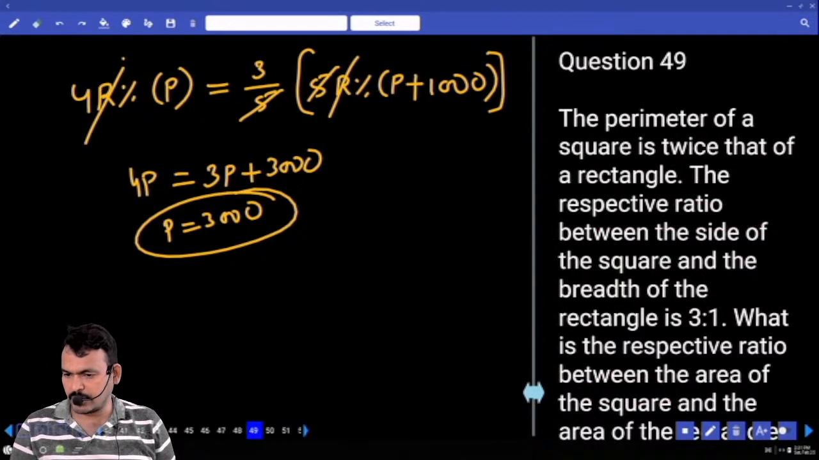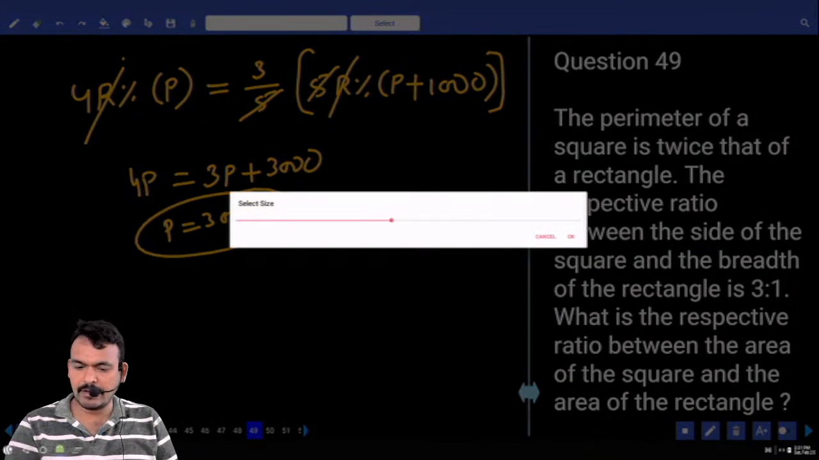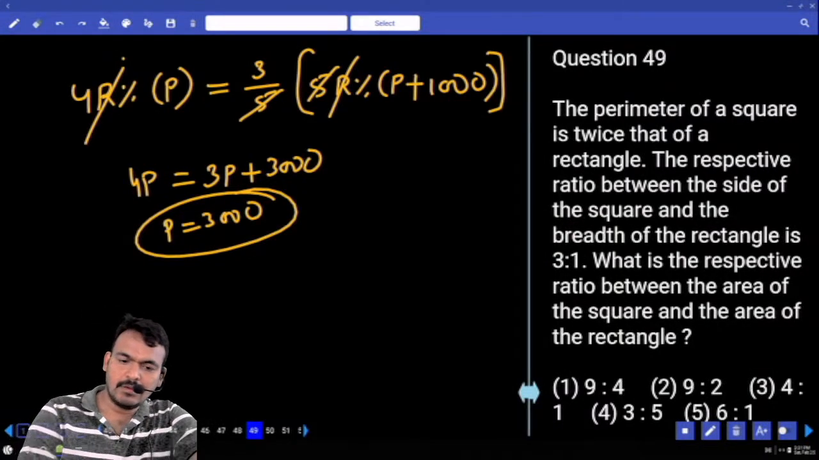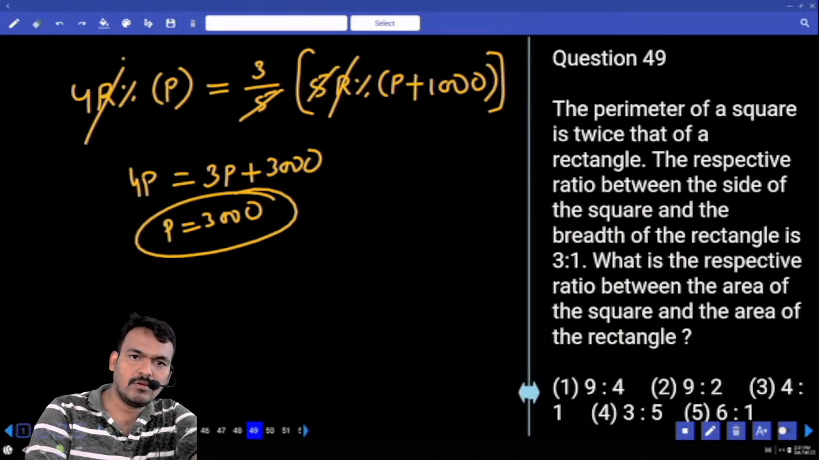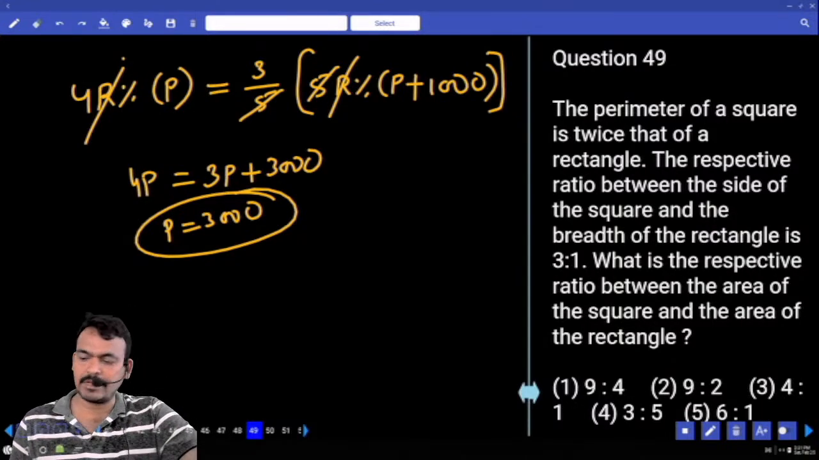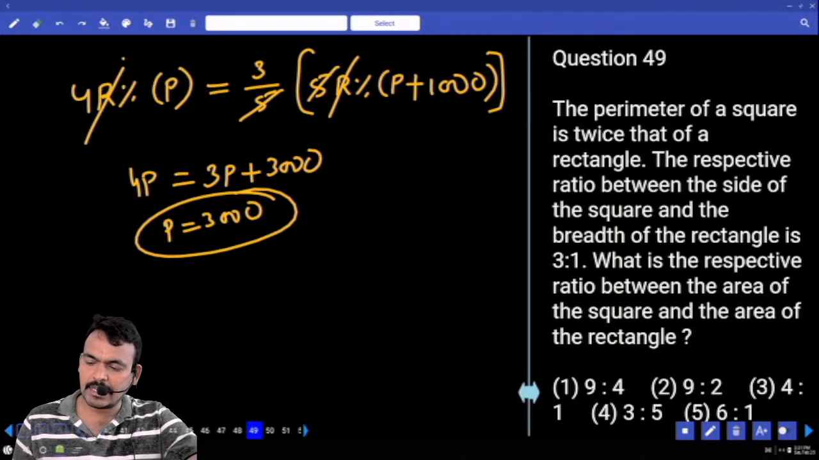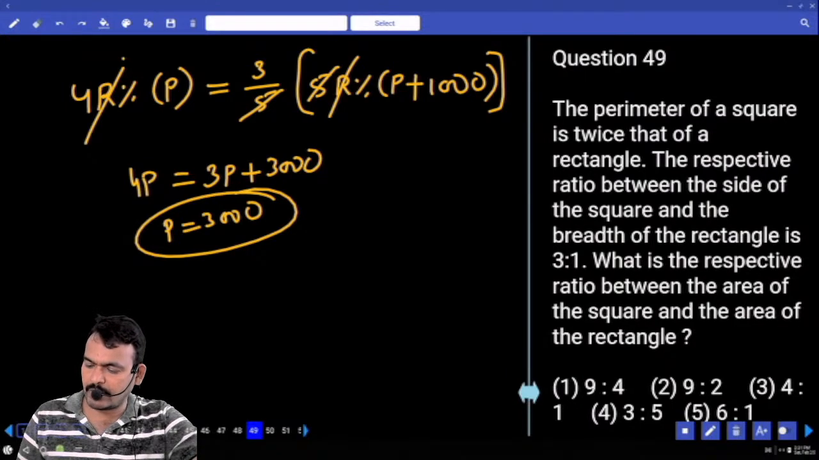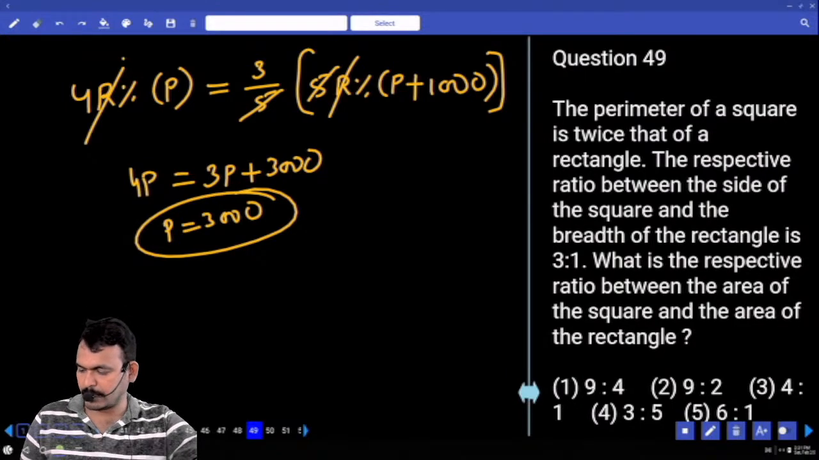Next question number 49. The perimeter of a square is twice that of a rectangle. Perimeter of a square means 4a. That 4a is equal to twice the rectangle perimeter. The respective ratio between the side of the square and the breadth of the rectangle is 3:1. What is the respective ratio between the area of the square and the area of the rectangle?